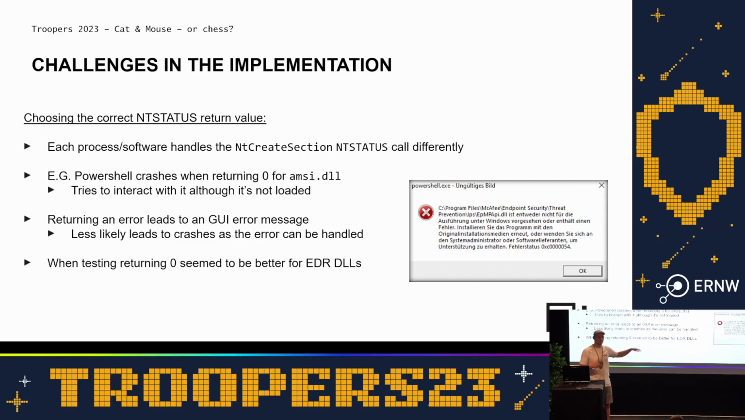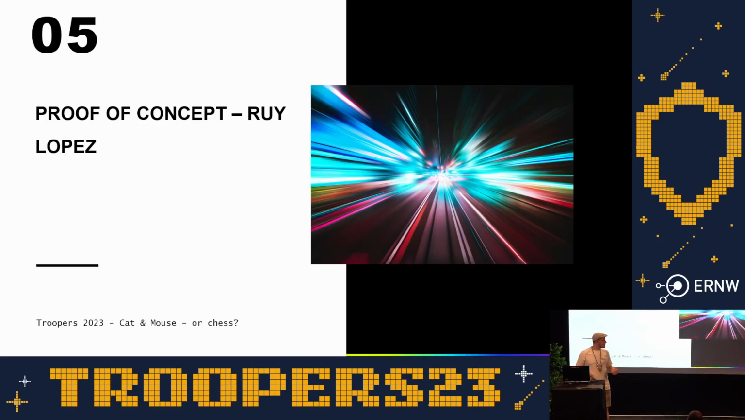It does not even show an error message. But if you return 0 for PowerShell and AMSI DLL, then the process will crash, because the Windows operating system expects that the section was created properly, and then it will crash because it will continue with execution. So in some cases, you just have a crashing process. This is what the return value problem is about.